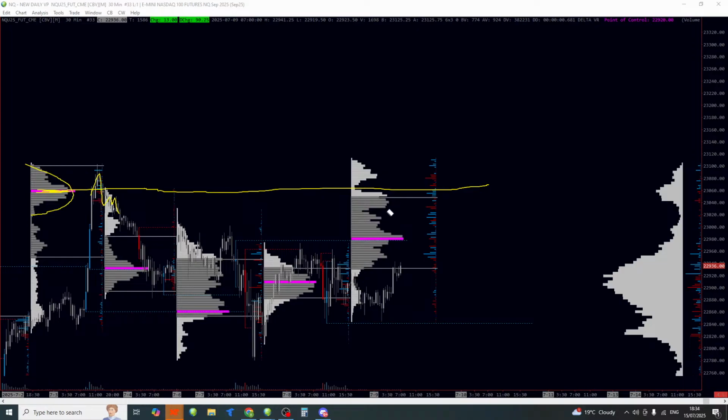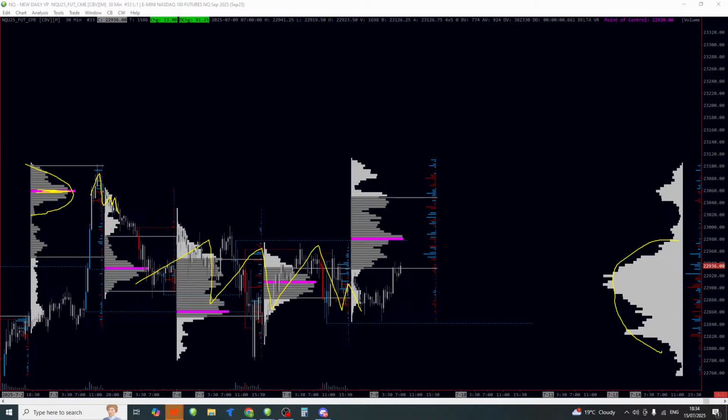So anyway, let's do a trading example of this day. We can see here that price is currently in this balance. How can you identify that? Look at this distribution. Price is stuck in this area.